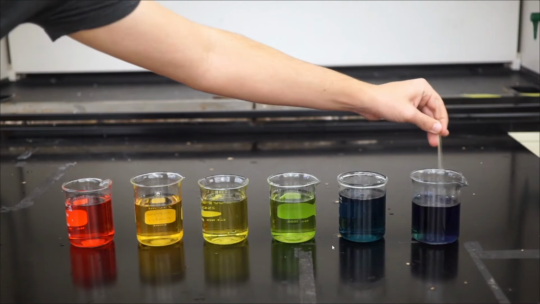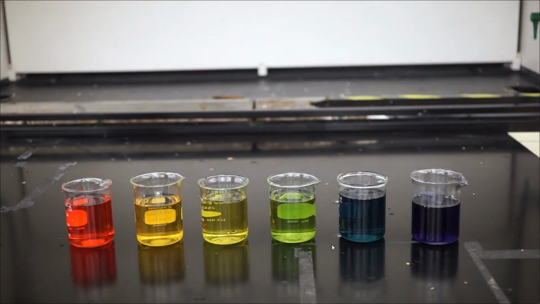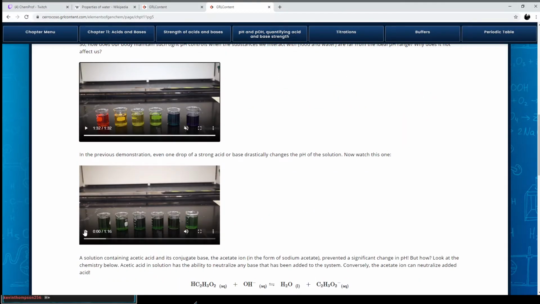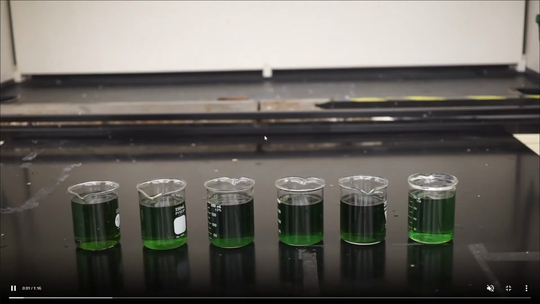And so we end up with this lovely rainbow of various pHs. Exciting. However, this was just in water. So we just had solutions of water. We're adding 1 drop of HCl, 2 drops of HCl, 3 drops of HCl or whatever, and then same with the base. If we look at it with a buffer now, so here, same solution, but now it's buffered.